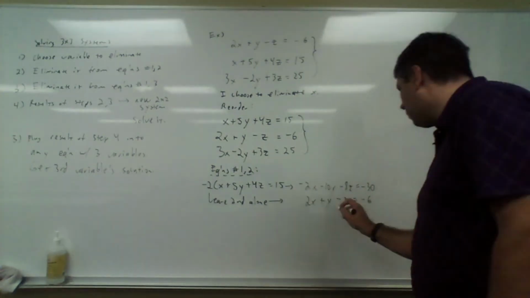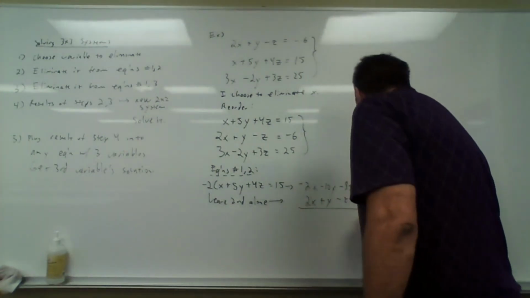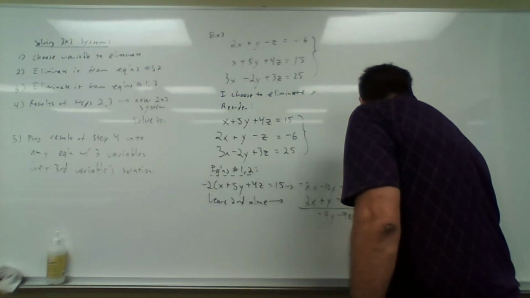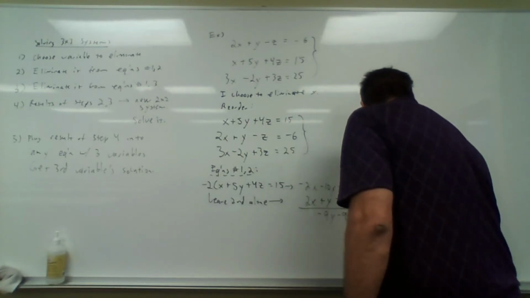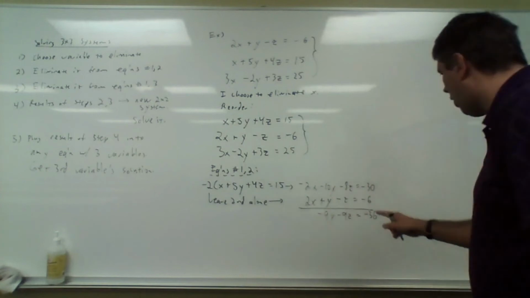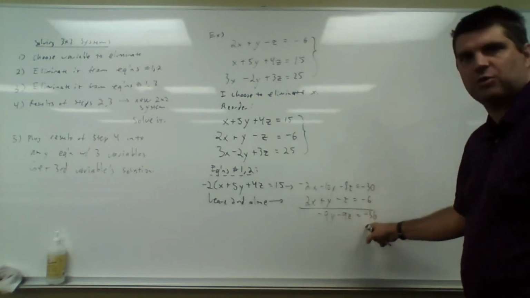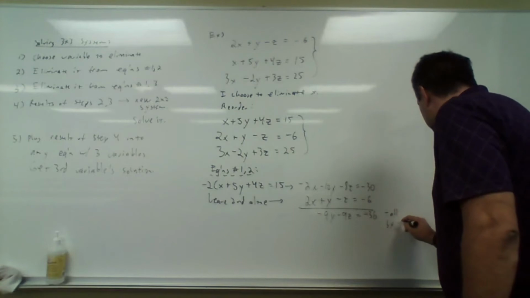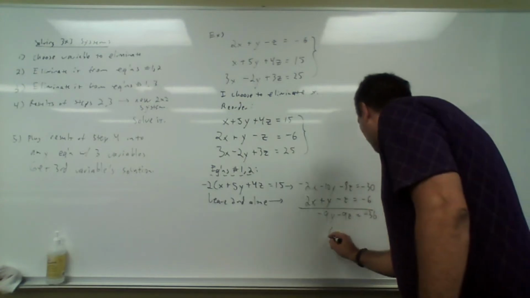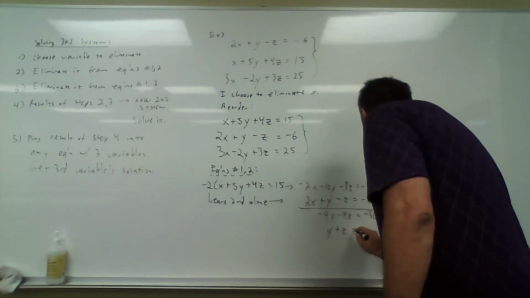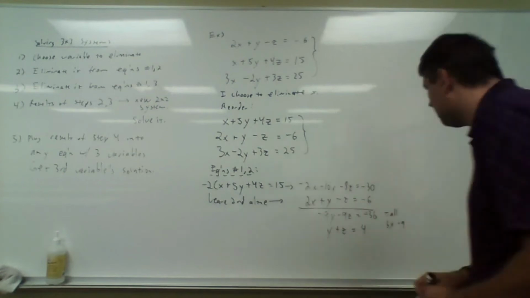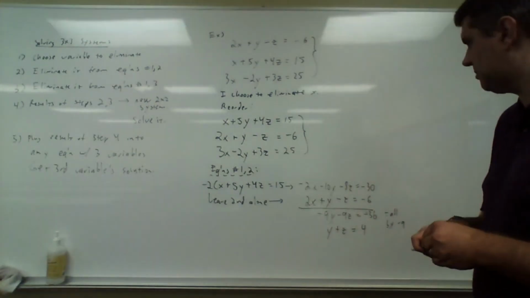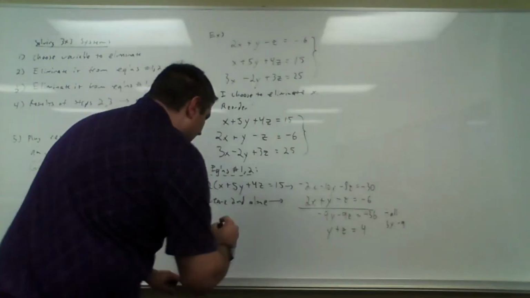I will add the two equations, and I will get negative 9y minus 9z equals negative 36. All 3 of these terms are divisible by negative 9. So I get y plus z equals positive 4. Okay, so that's going to be part of the next system of equations.